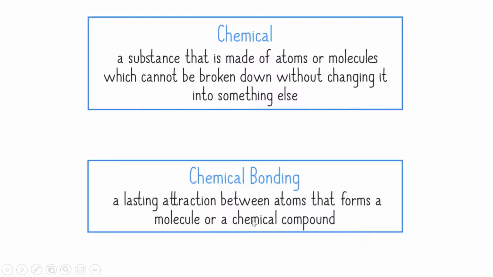So here's chemical and chemical bonding. Chemical is a substance that is made of atoms or molecules which cannot be broken down without changing it into something else. Chemical bonding, a lasting attraction between atoms that forms a molecule or a chemical compound.